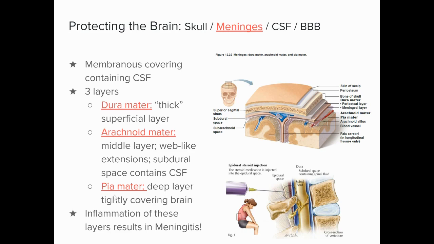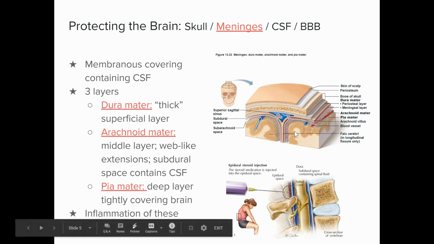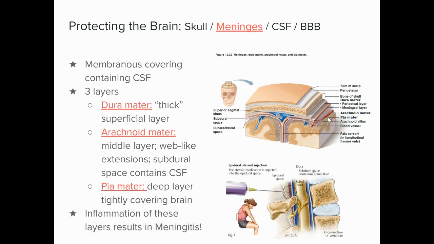The pia mater is like the deepest layer, and it is the thinnest layer as well. It's almost like if you think of, if you want to tightly cover something with saran wrap, that would be the pia mater.